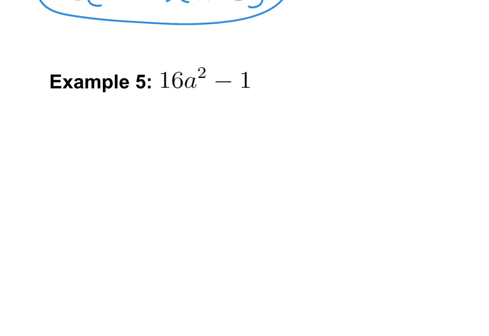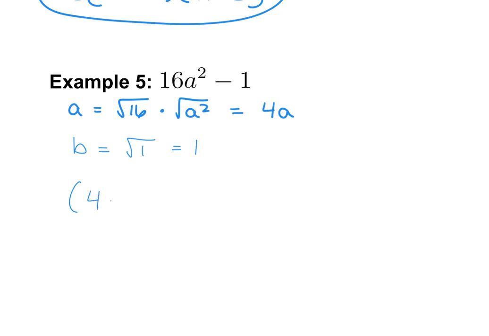Example 5, again, no greatest common factor. I'm going to split this by the 16 and the a squared. The square root of 16 is 4. The square root of a squared is a. The square root of 1 is just 1. So my solution here is going to be 4a minus 1 and 4a plus 1.